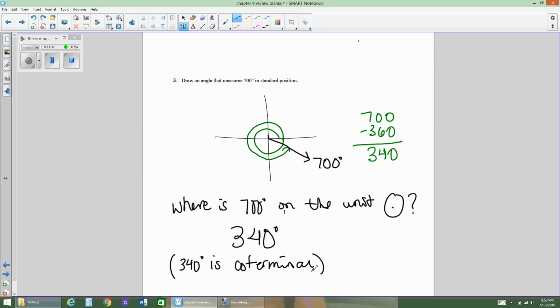Now, did I ask you that? No. This question only says, draw an angle that measures 700. So for you, that is the answer. But you need to know the rest of this stuff in order to get to that answer. So make sure you know that 700 degrees is coterminal with 340 degrees, and that you know that coterminal means they are the same ray.